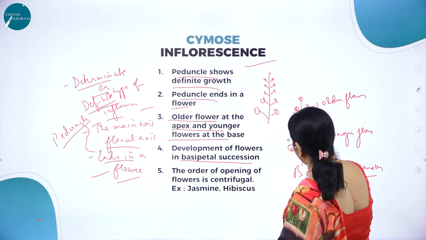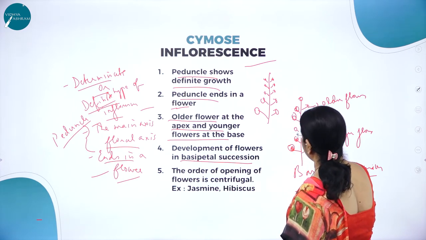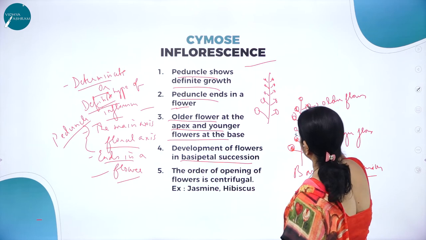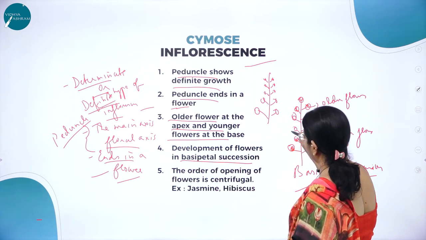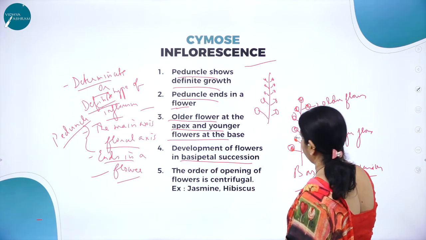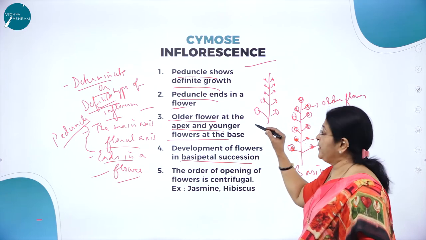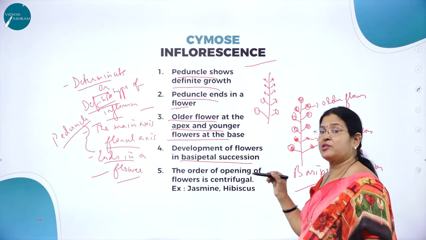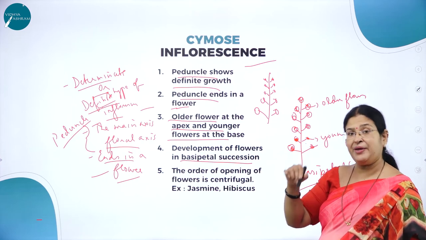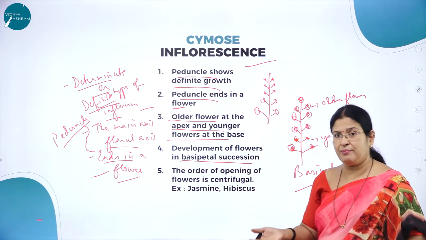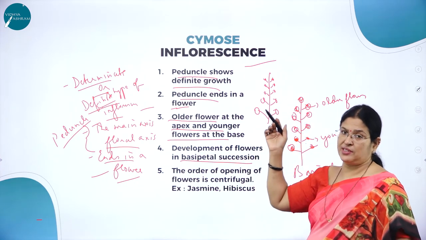Here the older flowers are at the top, younger flowers will be at the bottom. So here the older flowers will be at the top, younger flowers will be in the base. This is from base to apex. In racemose inflorescence, the arrangement of flowers is from base to apex. Older flowers are at the base and the younger flowers are at the apex.